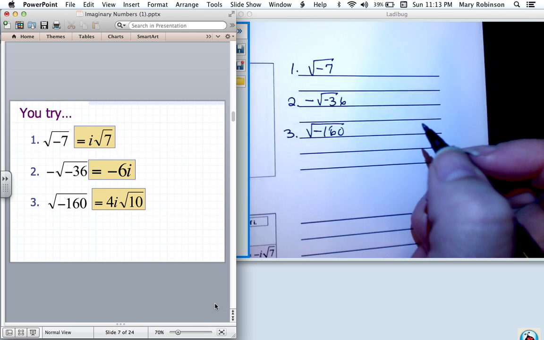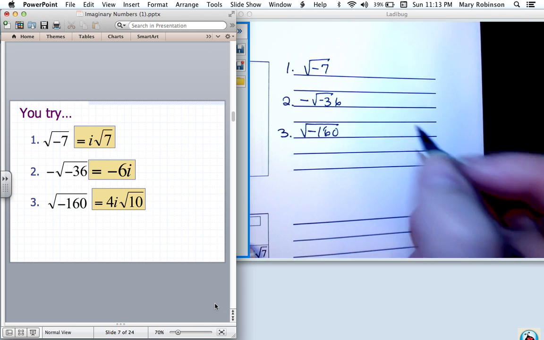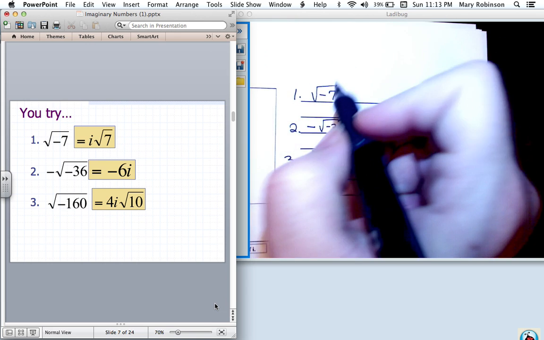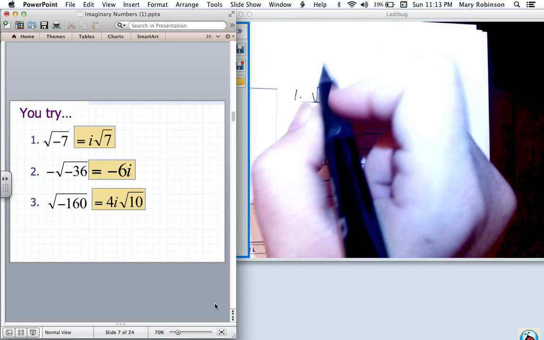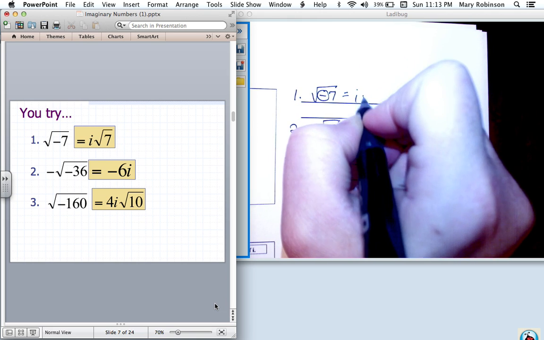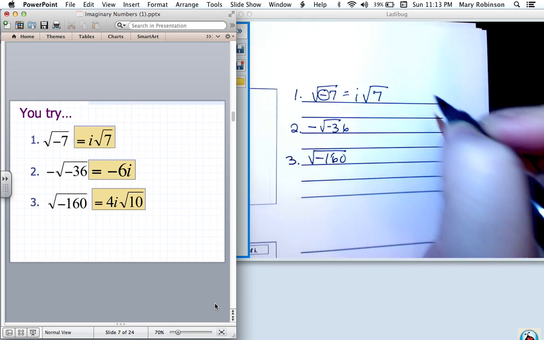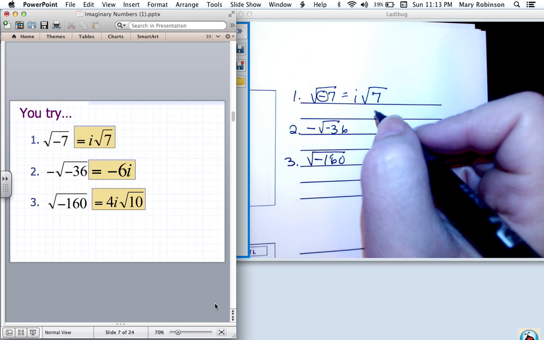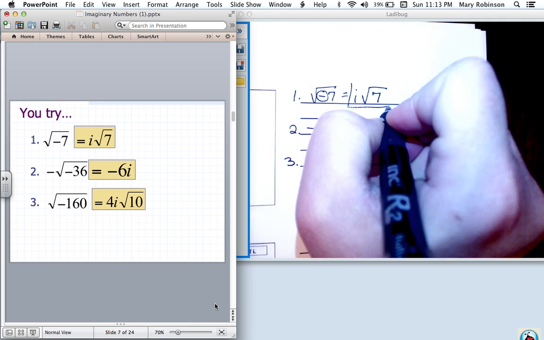All right. So if we consider these, we would apply what I just said, which is the square root of a negative means we can stick i out front and then leave the radicand but simplify it. Since 7 is a prime number, we are done.